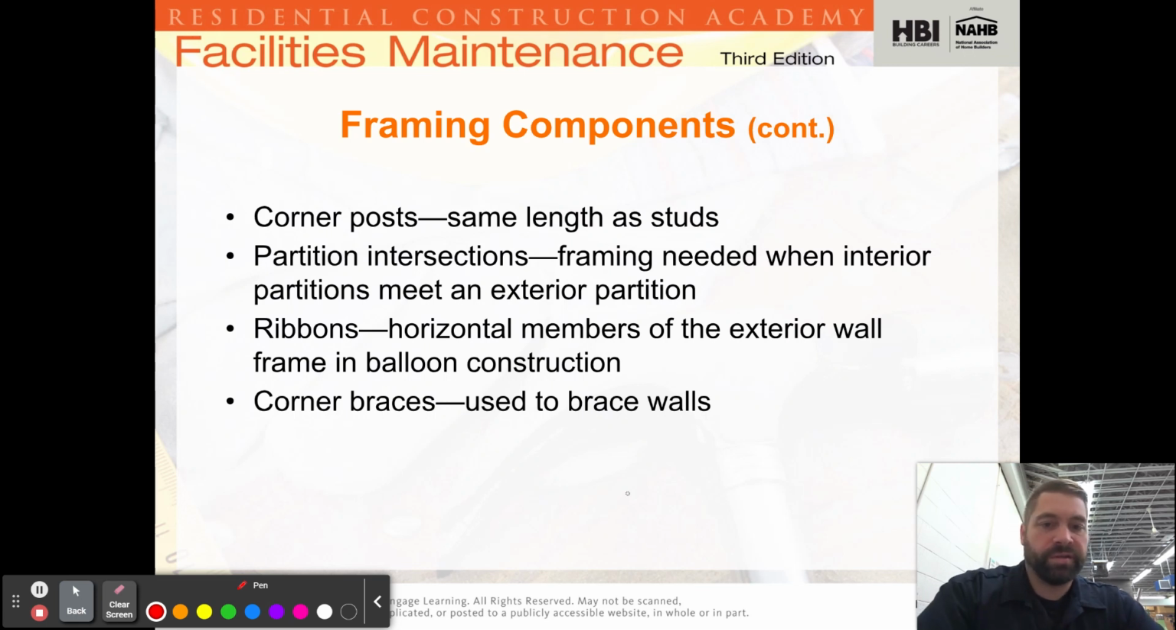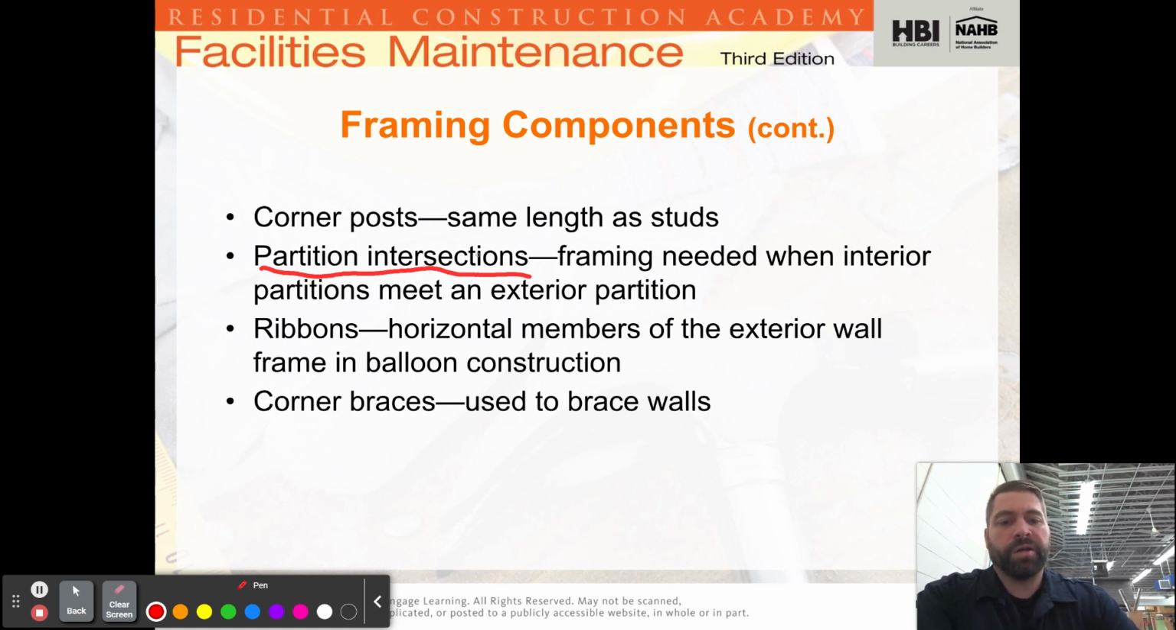Corner posts are the same length as studs. We'll get into this because it depends on the type of corner that you're going to build. There's a few different ones that we do. Partition intersections. So again, some of you did this last year. We'll get into more detail.